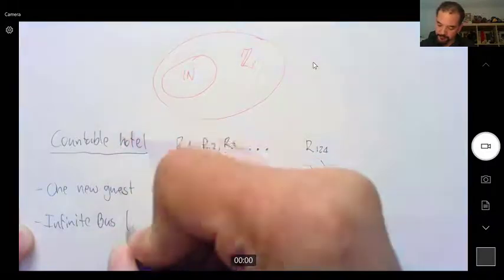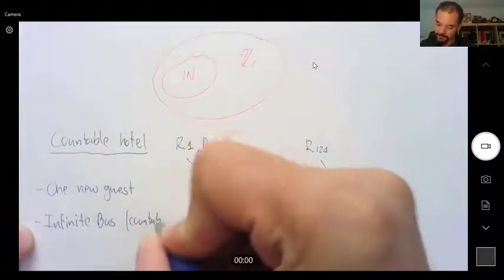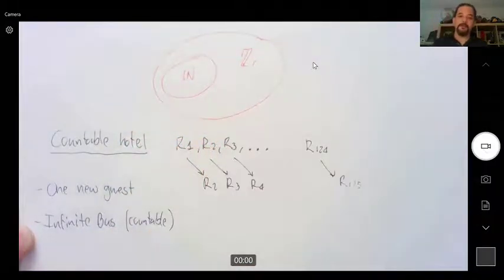Infinite boss. So countable. What I mean by this is a boss that has infinitely many people inside, a countable number of people inside that boss. And each one of them has their own room. They don't want to share. So we have to house this infinite number of people, but our hotel is already packed. It's already occupied at its capacity. How do we deal with this? How do we do that now?